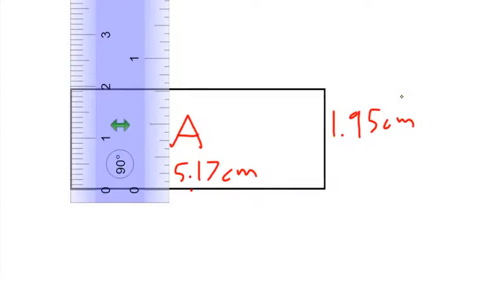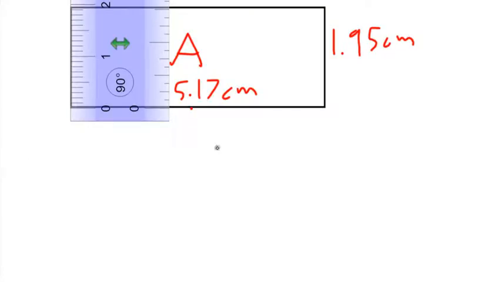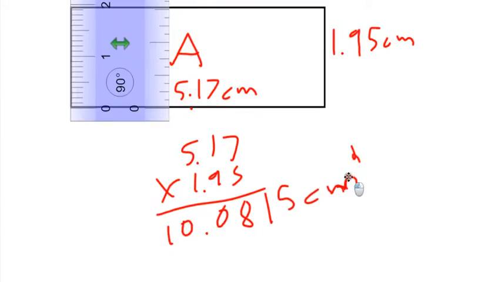Now if we want to find the area, we would simply multiply these two together, the width times the length. So we have 5.17 times 1.95. Let me use the calculator now. I can't do this in my head. So 5.17 times 1.95, and my calculator gives me 10.0815. And this would be centimeters squared.